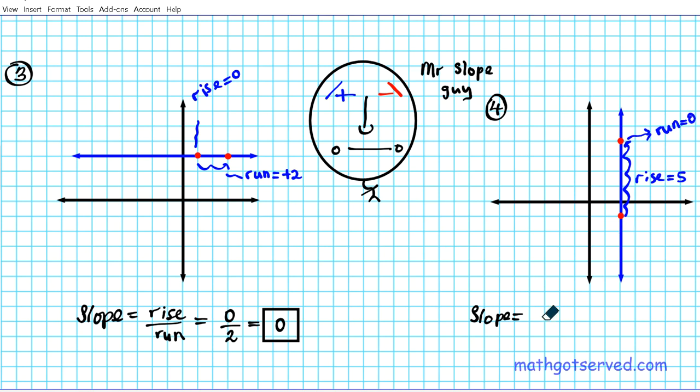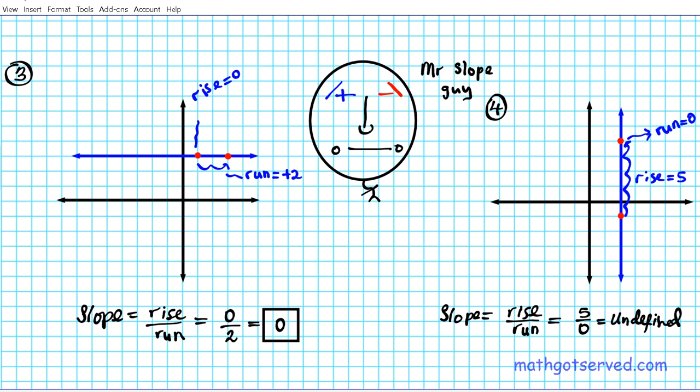Our slope is a ratio of rise over run. We already know that. So we have a degenerate triangle again. Our rise is 5 divided by the run, which is 0. If you divide a number by 0, the result is undefined. So there goes the answer to question number 4. And as we can see, it harmonizes with the nose of Mr. Slope Guy. A vertical line has undefined slope.